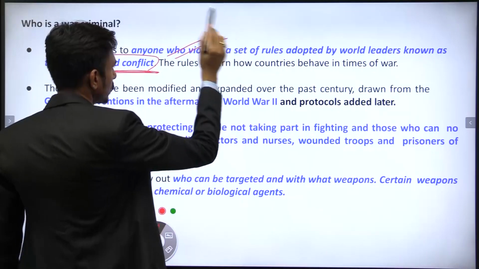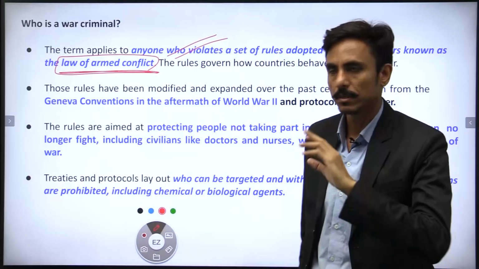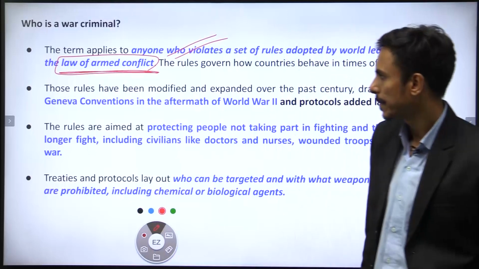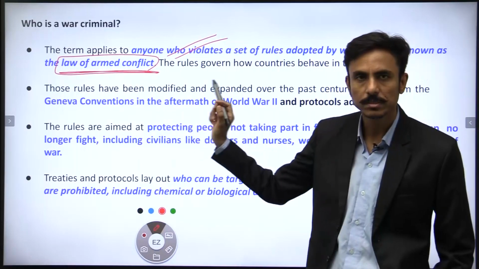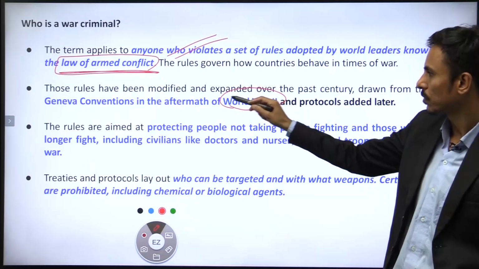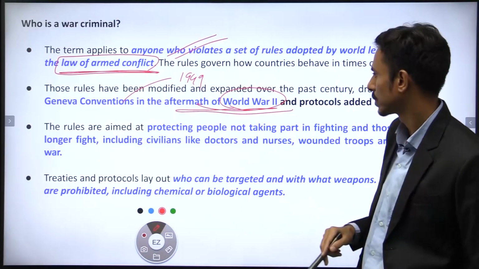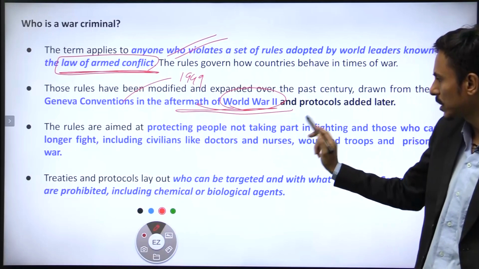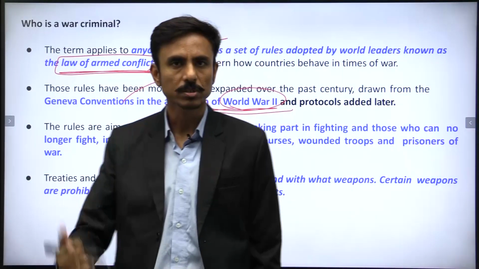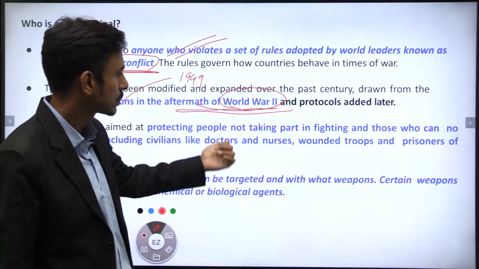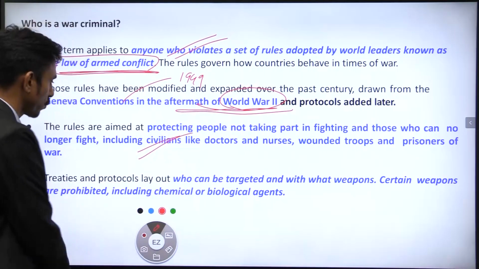So if someone violates the international law of wars, then he can be convicted or declared a war criminal. Those rules have been modified and expanded over the past century, drawn from the Geneva Conventions in the aftermath of World War II. So we have understood that the Geneva Convention happened in the year 1949, in the aftermath of World War II. The rules are aimed at protecting people not taking part in fighting and those who can no longer fight. So if there are atrocities against civilians, like doctors, nurses, wounded troops, prisoners of war, they are all included, and the person would be held as a war criminal.